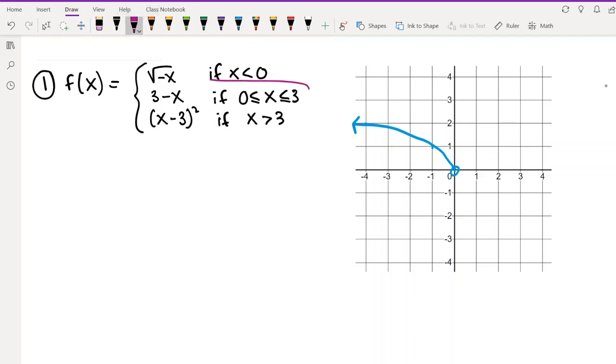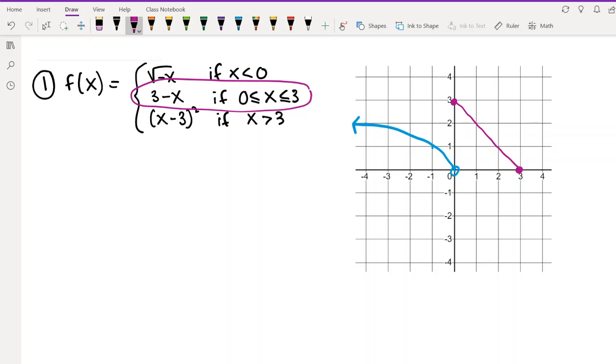Okay, so second part of the graph is 3 minus x. So what does that look like? Well, that is a line with a slope of -1 and a y-intercept of 3, right? It's like negative x plus 3. So that's going to look like this. And we're supposed to use that from 0, including 0 as an x value, up until 3, also including 3.